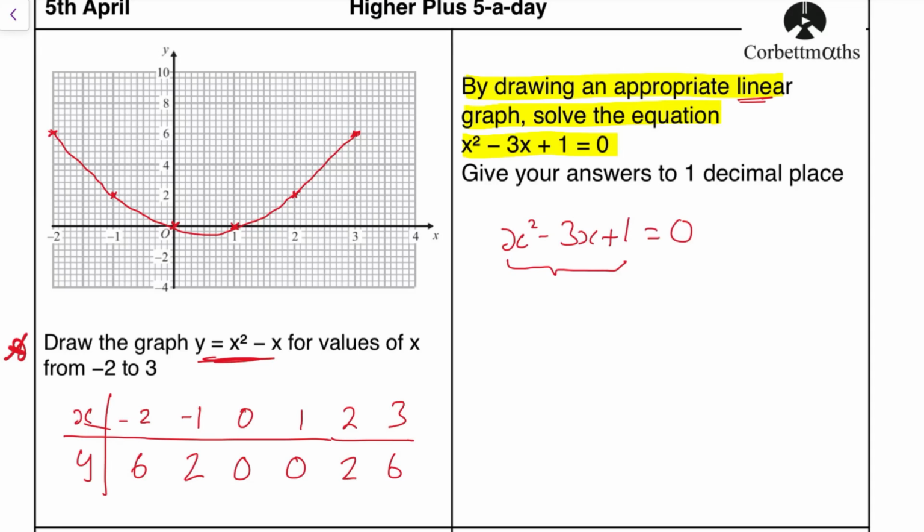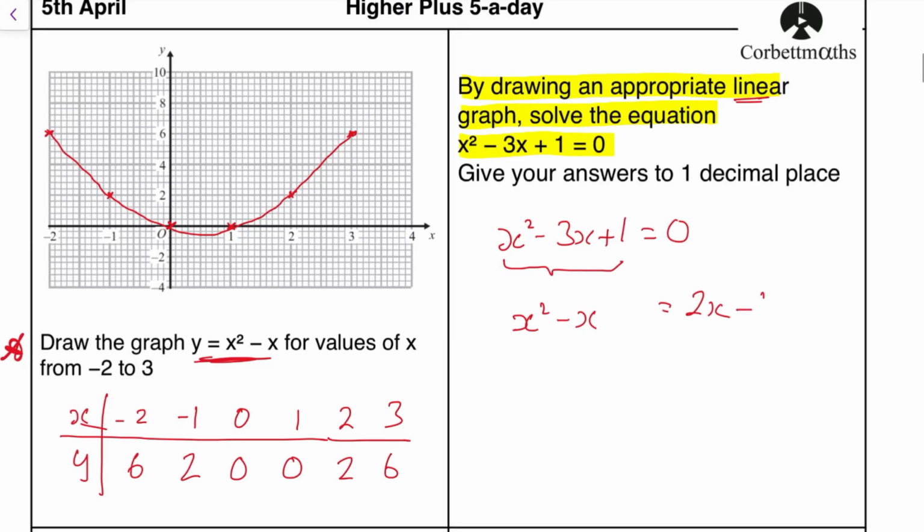So let's just see what I need to do. You know that I've got my x squared, so my x squared is x squared. I want 3x to become minus x. Well, I can't just add 2x, but I can add 2x to both sides as long as they cancel out. So the 2x moves over here. Remember, this is equal to 0, so I've added 2x to both sides. Similarly, I don't want the 1, so I'm going to take away 1 from both sides.